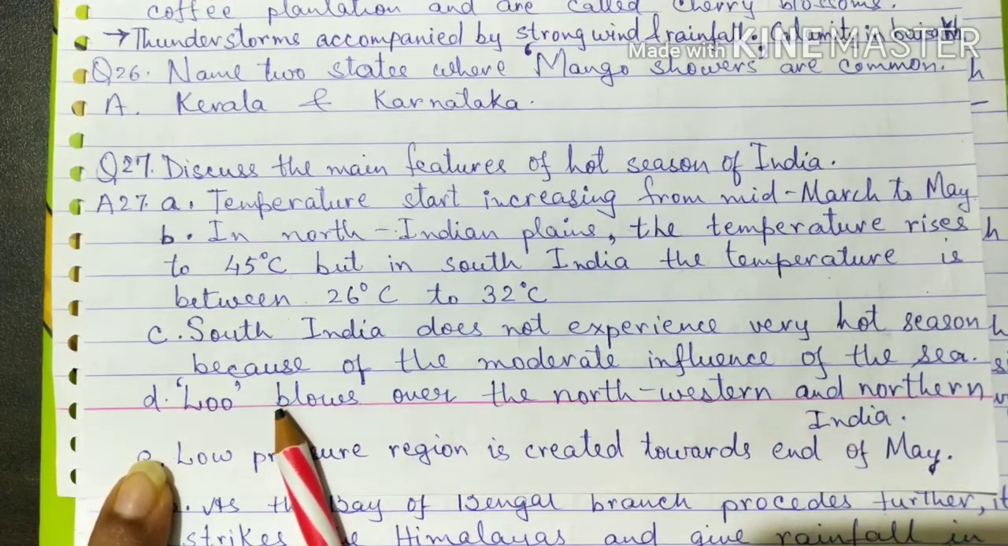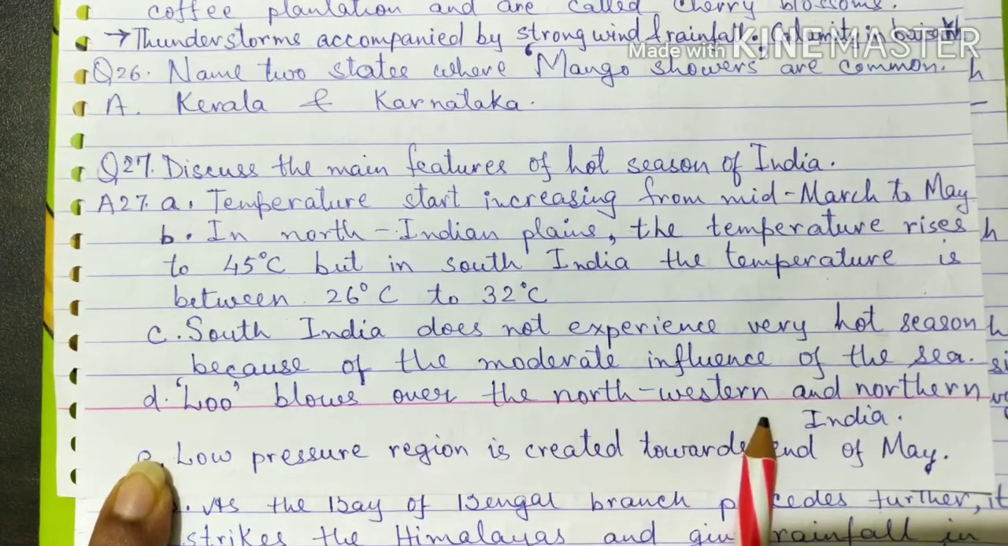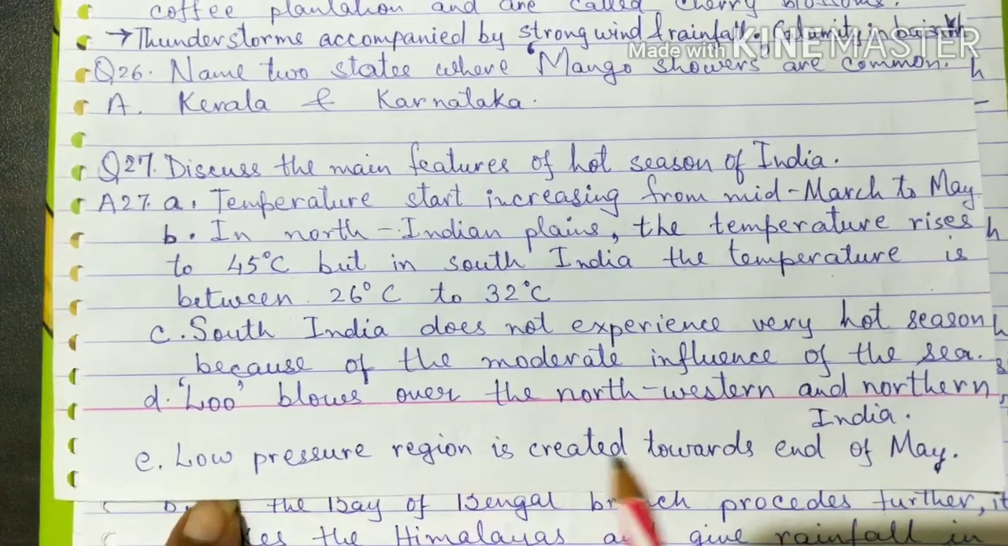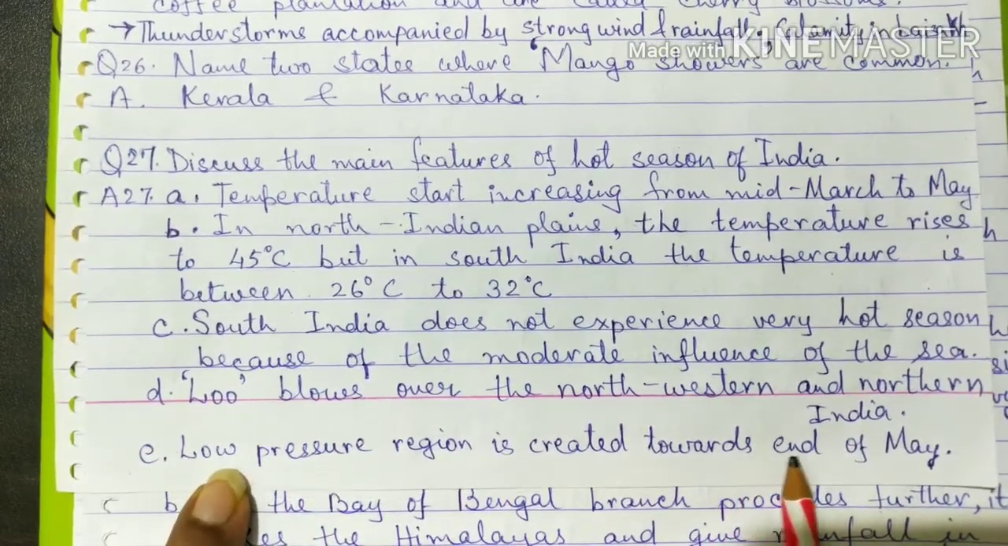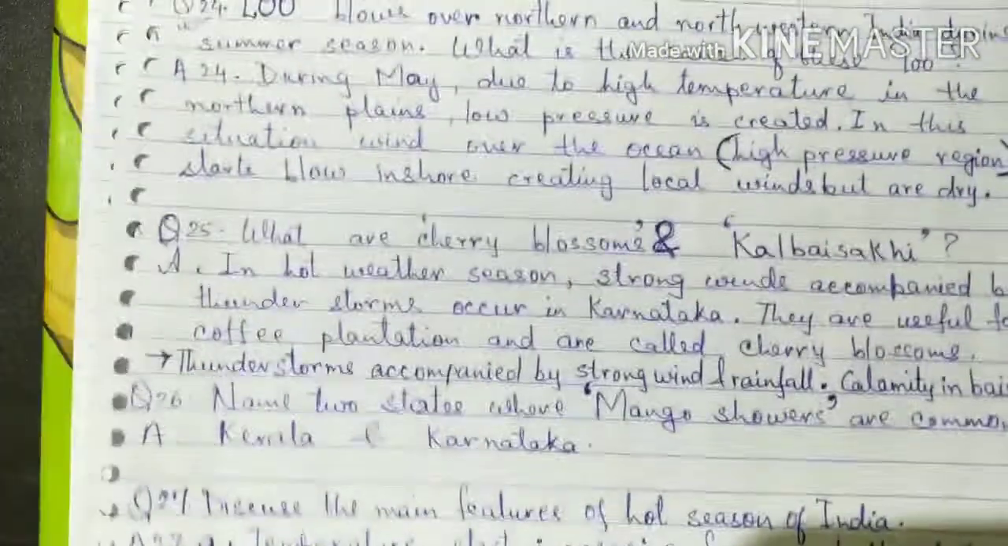Lu, which is a local wind in the northern parts of India, blows over northwestern and northern India. Then a low pressure region is created towards the end of the month of May. These are the important questions.